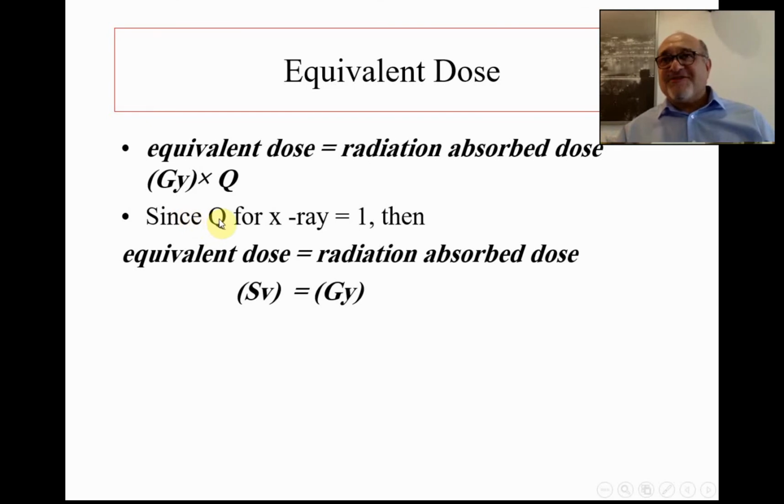Since the Q for X-ray is 1, then the equivalent dose equals radiation absorbed dose for gamma rays and X-rays. In other words, the equivalent dose, which is represented in sieverts, equals the radiation absorbed dose represented in grays. In other words, when we talk about radiation units for X-ray, gray and sievert are the same. The equivalent dose and the radiation absorbed dose are the same.